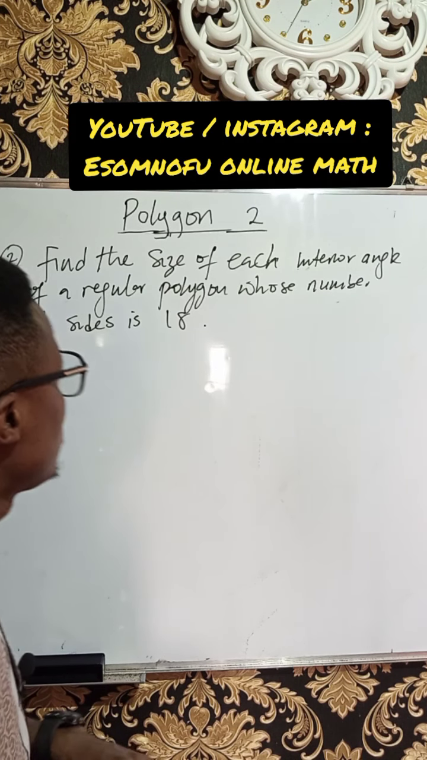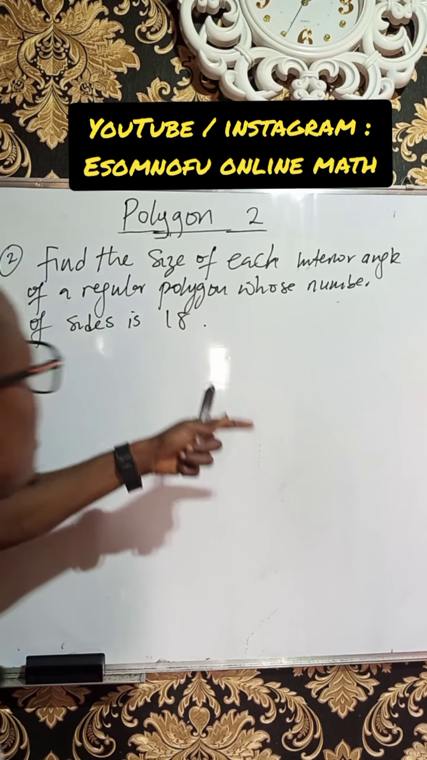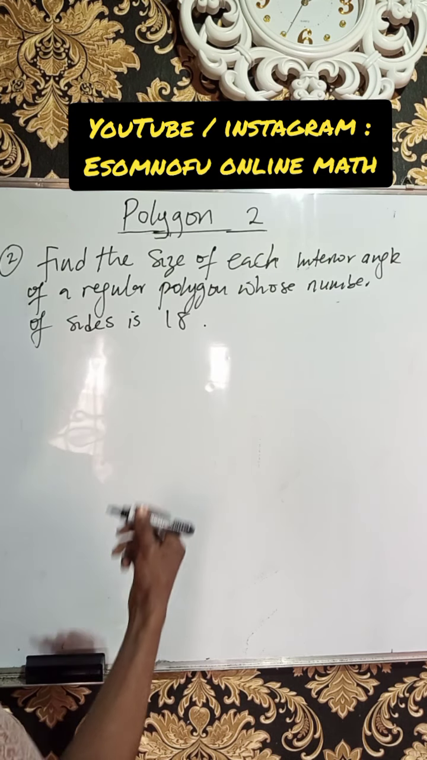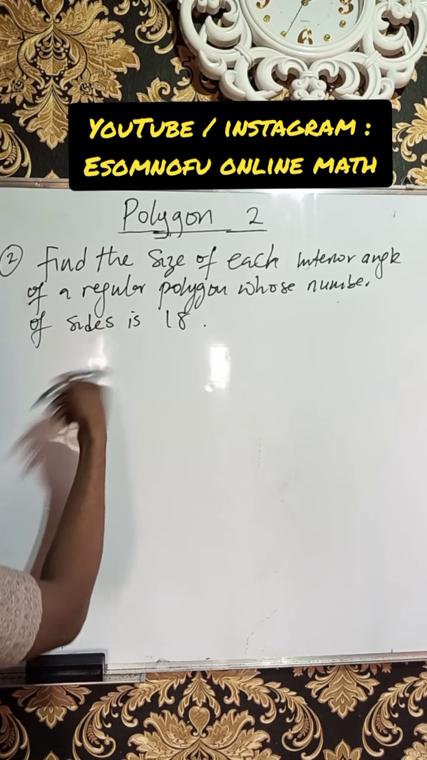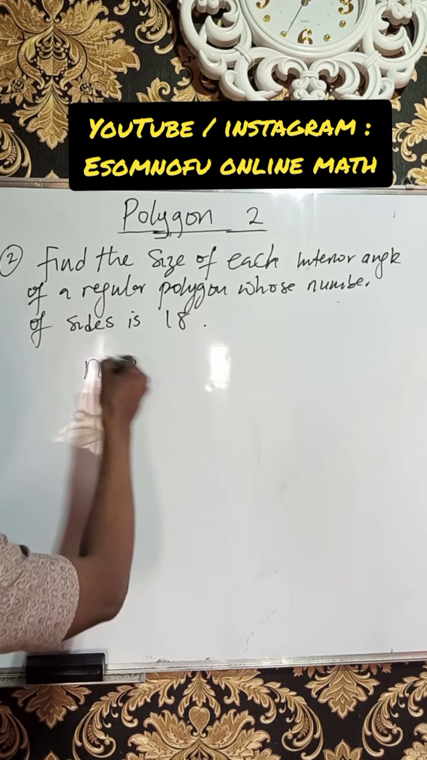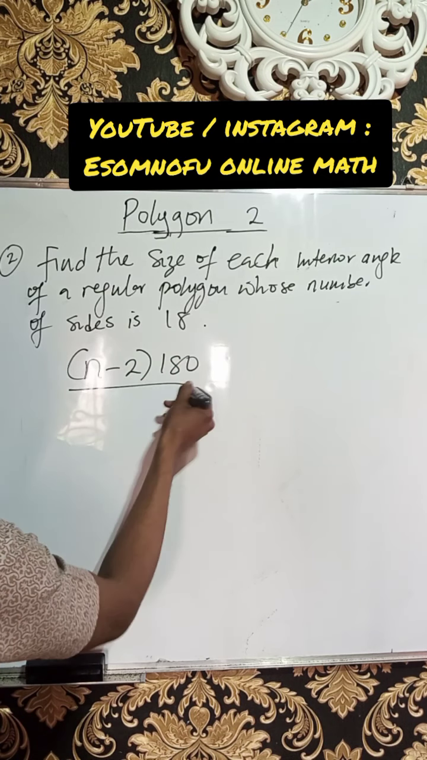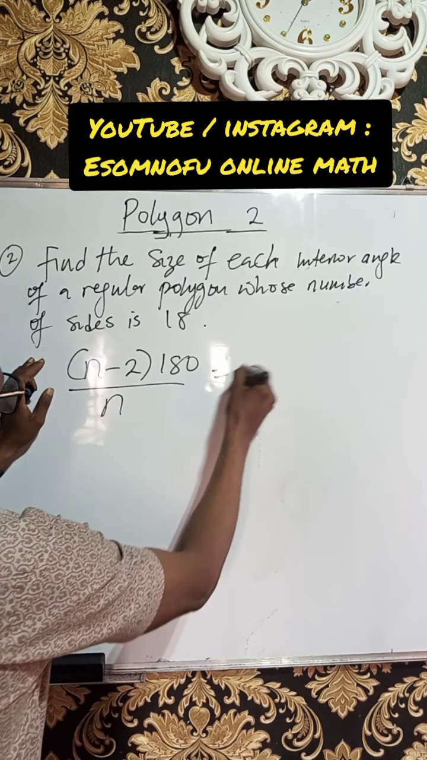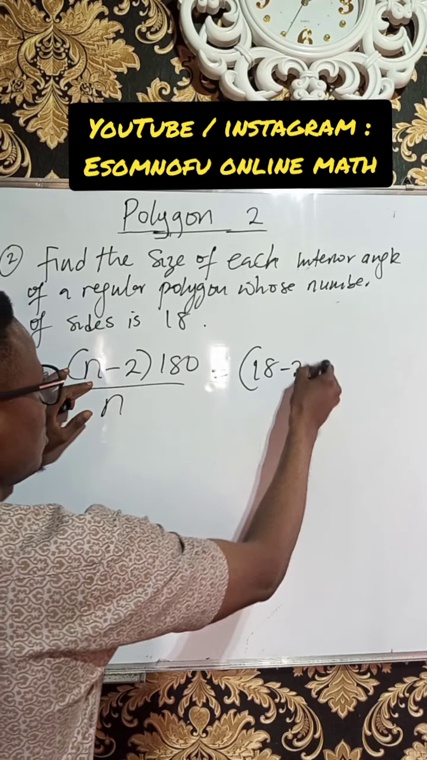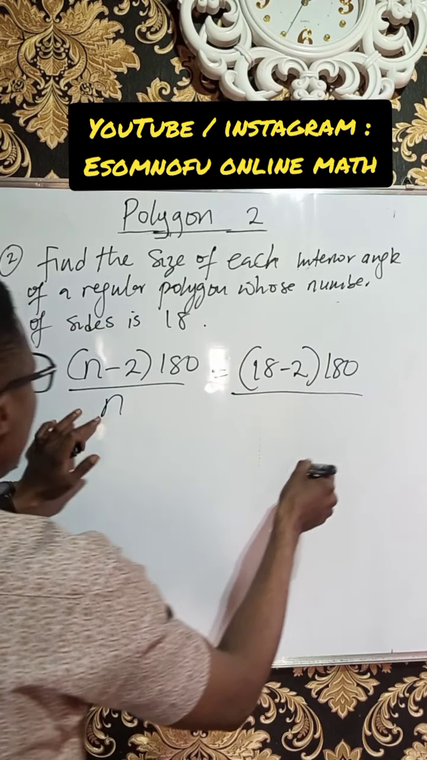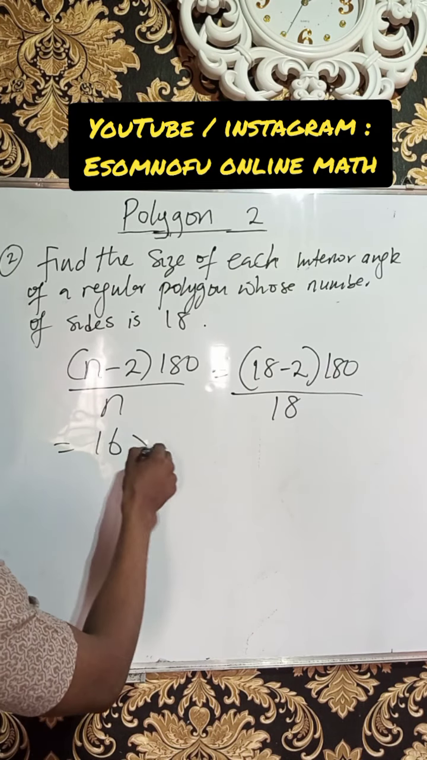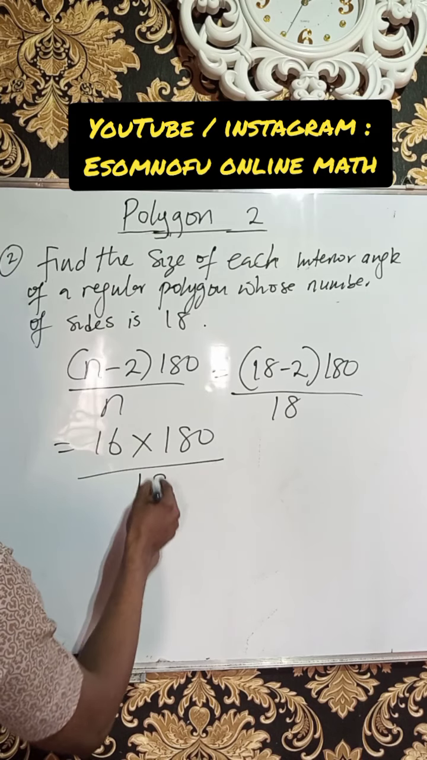In the second question, we are told to find the size of each interior angle of a regular polygon whose number of sides is 18. Now, like I told you, to get each angle means the sum of the interior angles, which is this, all over the number of sides. And n is that number of sides. So we have n is now 18, (18 minus 2) times 180 all over n, which is still 18. And 18 minus 2 will give us 16 times 180 all over 18.